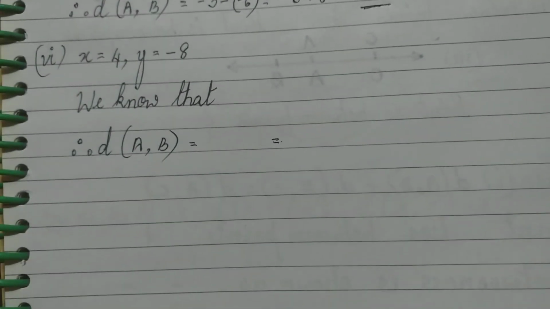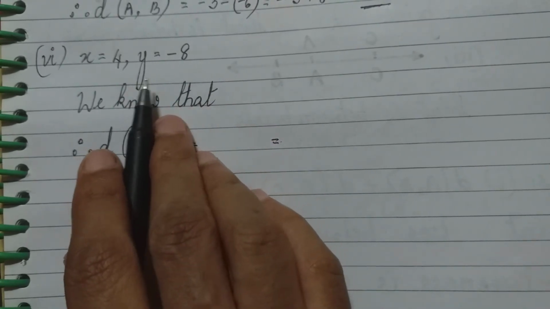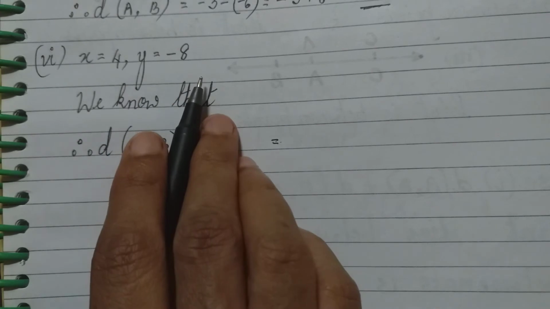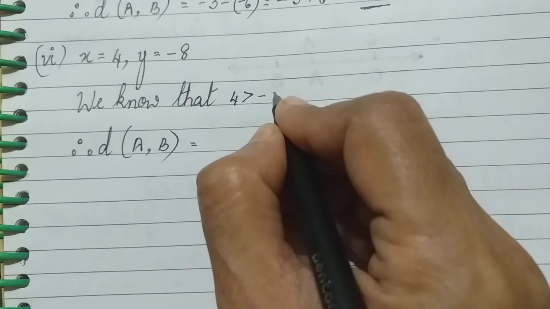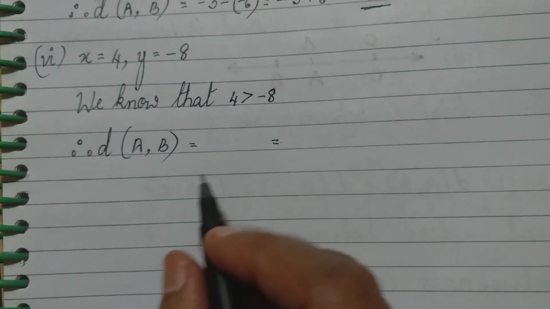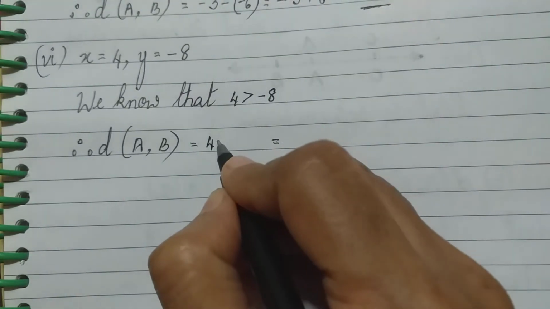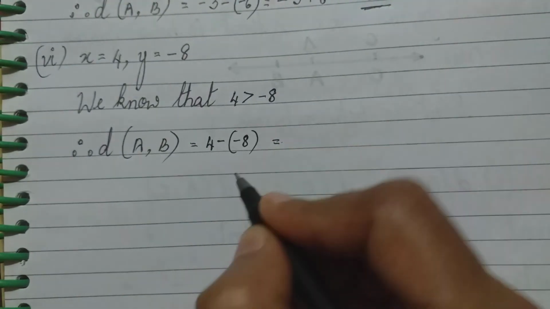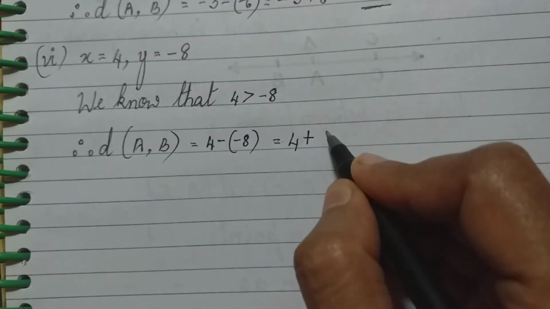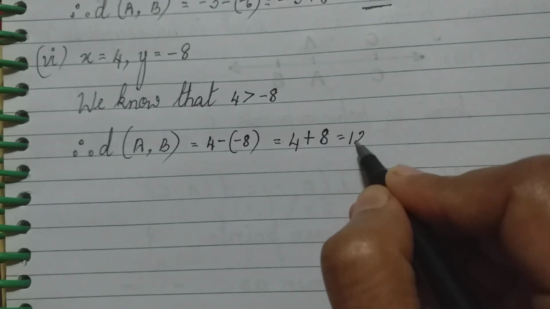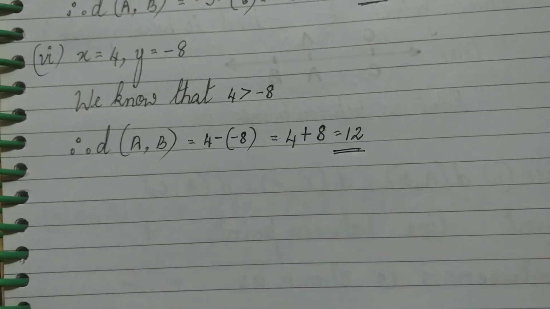Going to the last sub question, x is 4, y is minus 8. Among this, which coordinate is greater? The positive number is always greater than the negative number. Therefore, 4 is greater than minus 8. We know that 4 is greater than minus 8. Therefore, the distance between the points A and B will be 4 minus of minus 8. That will be 4, minus into minus is plus, 4 plus 8, which is 12. So, this way we have completed the second question.